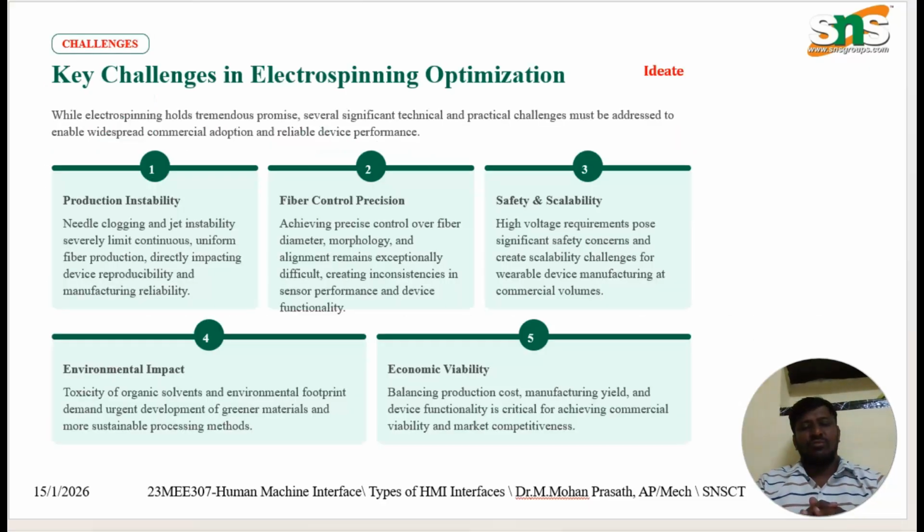Next, we will discuss the key challenges in the electrospinning technique. Since electrospinning involves three parameters such as flow rate, voltage, and collected distance, the optimization for making clean nanofibers is very difficult. However, we can change each parameter to make clean nanofibers. The other challenges are production instability, fiber control precision, safety and scalability, and environmental impact.